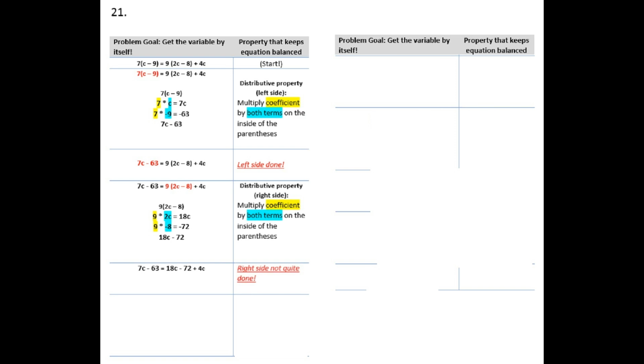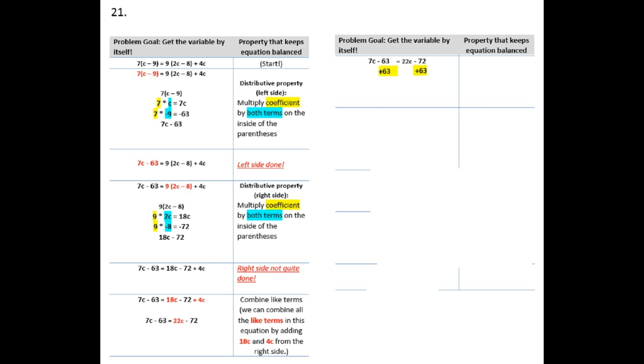And we also have to combine some terms on this side. So we combine 18c and 4c. 18 plus 4 is 22. And we're just combining our c terms on the right-hand side. Okay, continuing. 7c minus 63 equals 22c minus 72. We're going to add 63 to both sides because that'll cancel out that negative 63 on the left. And when we get to our next step, it's 7c equals 22c minus 9.